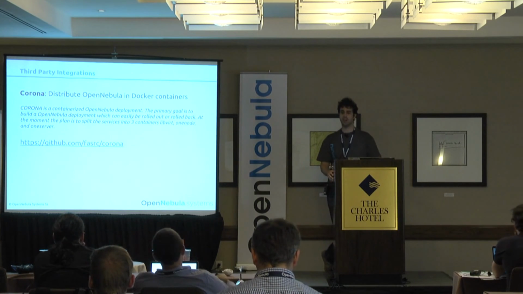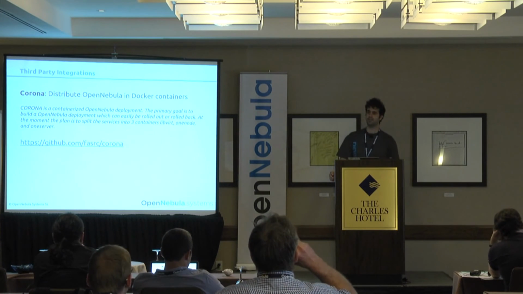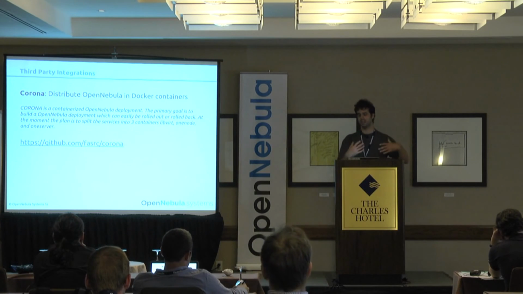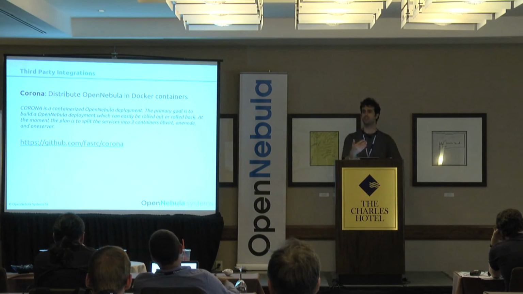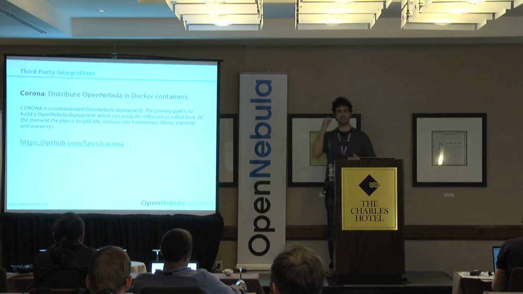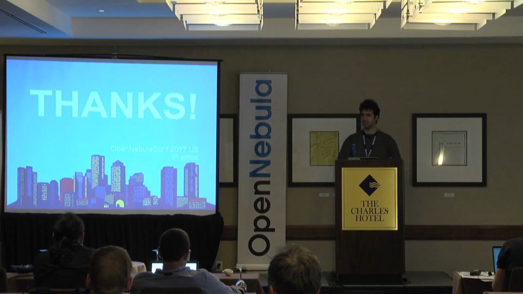And finally, something that Justin mentioned this morning, we have the Corona project, which basically is a whole different deal. The idea is that this component distributes OpenNebula in Docker containers. So you have the front end in Docker and the hypervisor in Docker. There are some things that are difficult to configure, but Corona works. So you can execute virtual machines by deploying OpenNebula using Corona. And that's it. Do you have any questions?